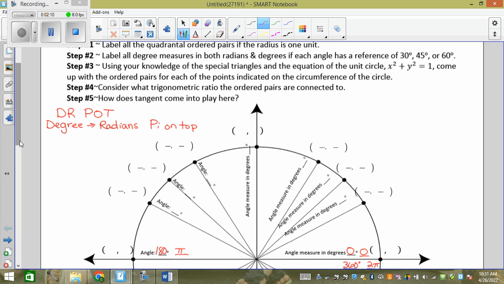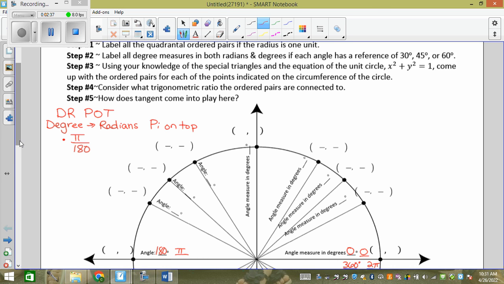So degrees to radians, pi on top. You're either multiplying by pi over 180, or you're multiplying by 180 over pi, depending on if you're going degrees to radians or radians to degrees. For you guys, we're literally just going degrees to radians for this year. That's it. Just the ones on the unit circle. So what are we going to multiply by? Pi on top, so pi over 180. That's what we're going to do to convert.